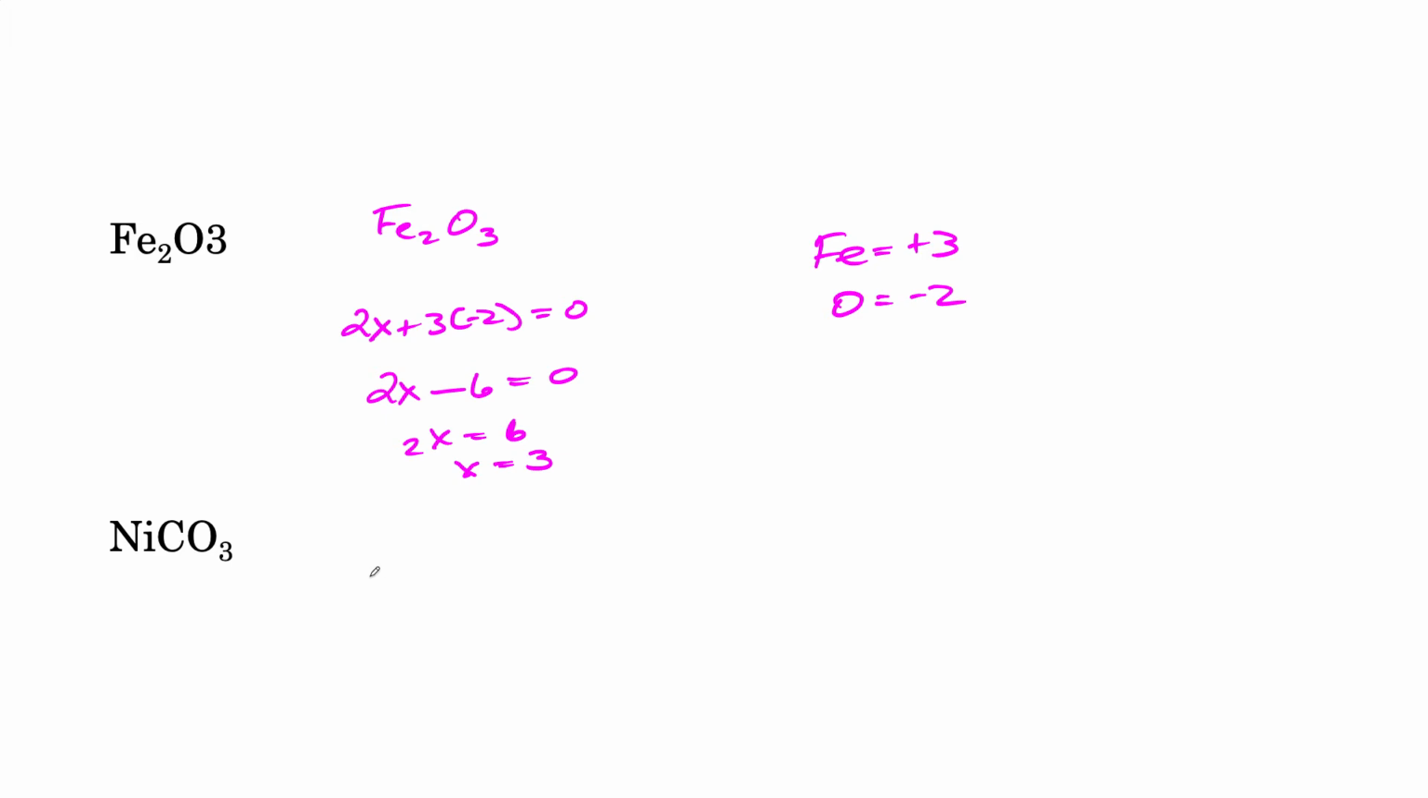Next we have nickel, carbon, and oxygen. So nickel can be either +1, +2, +3, whatever. Carbon, we don't know yet, but I know what it is. And oxygen, which we have 3 of, is going to be -2. So x plus y minus 3 times 2 will equal 0. So x plus y minus 6 is equal to 0. Now, carbon is going to be, in this case, +4. So x plus 4 minus 6 is equal to 0. x is equal to 6 minus 4. And then x is going to be 2, which is the oxidation number of nickel. So nickel is going to be +2, carbon is going to be +4, and oxygen is going to be -2.